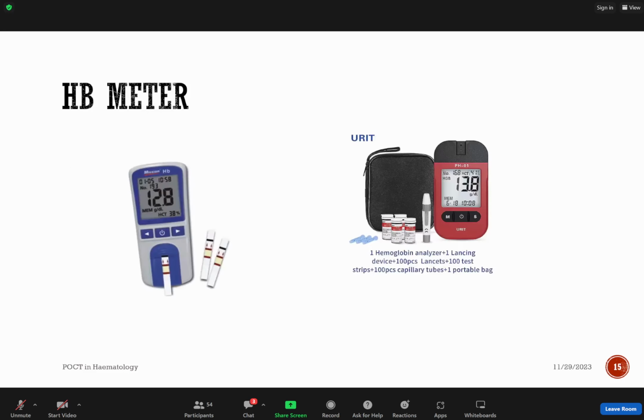Okay, this is hemoglobin meter. The examples of hemoglobin meter nowadays are smaller in size. Previously, we had HemoCue, which was quite bulky.